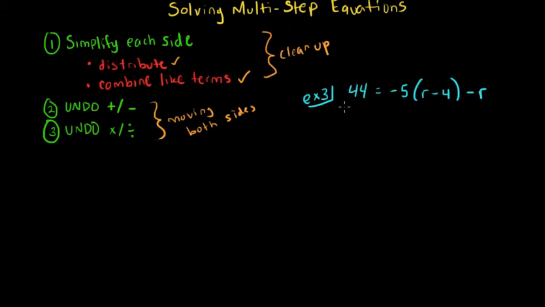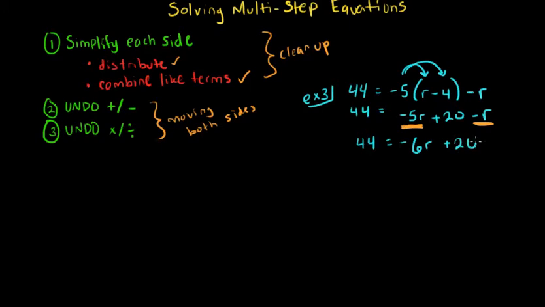So I see some distributing, so let's go ahead and take care of that. So 44 equals negative 5 times r, that's negative 5r, and negative 5 times a negative 4, that's positive 20. And then I still have my minus r, don't forget about him. Alright, so I see some terms I can combine now. Those terms look like they are negative 5r and this minus 1r. So negative 5r minus 1r, that's going to be negative 6r. And we still have our plus 20.